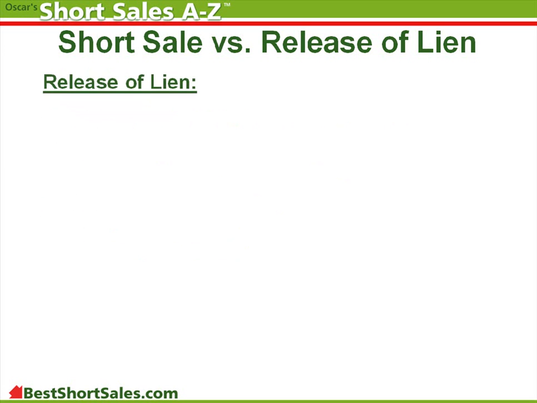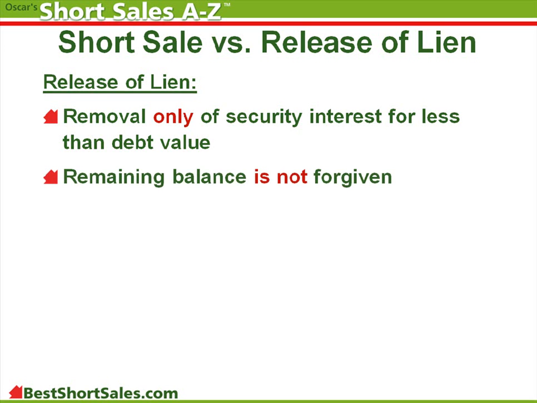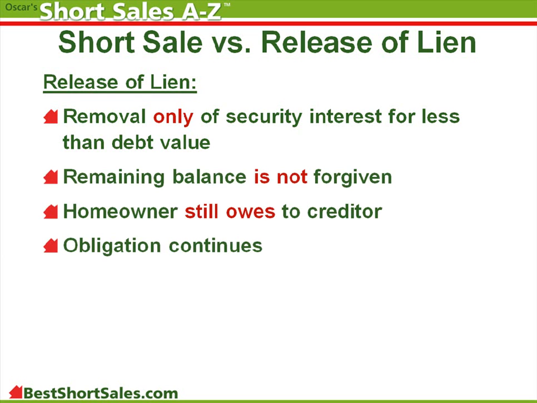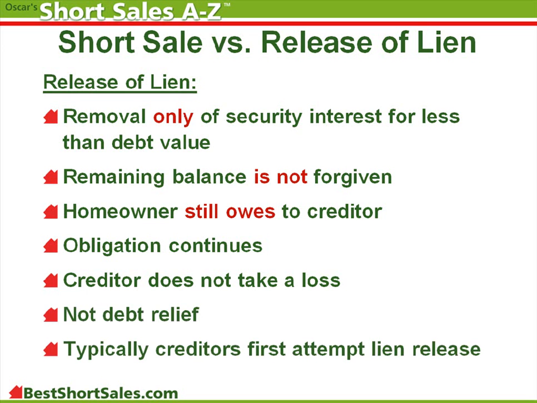Release of lien definition. A release of lien is the removal only of a creditor's security interest in a property for less than the total debt value. Release of lien is also known as lien release. The remaining balance is not forgiven. The homeowner still owes the unpaid balance to the creditor. The homeowner's obligation to perform on debt continues. The creditor does not take a loss. A release of lien is not debt relief. Typically, creditors first attempt release of lien prior to short sale.